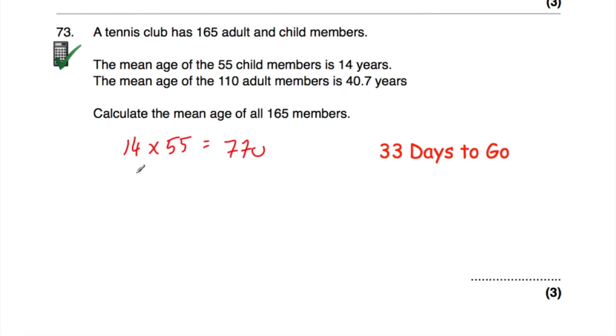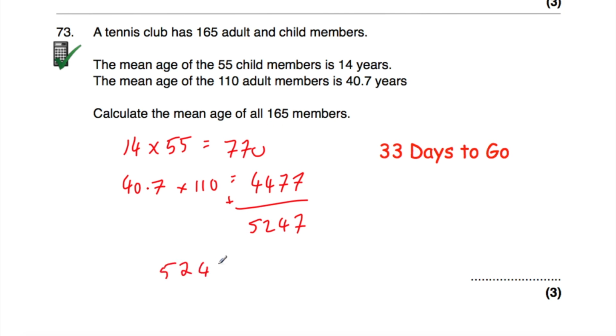In terms of the adults, we would take our mean age, which is 40.7, and we would multiply that by 110. 40.7 times 110 is equal to 4,477. And then if we just add them together, that'll tell us the total age. So the total age would be 5,247. And now we just need to divide it by 165. So 5,247 divided by 165 is equal to 31.8. So the mean age is 31.8 years. And that's it. And if you got that, well done.